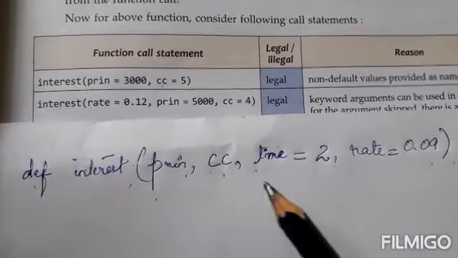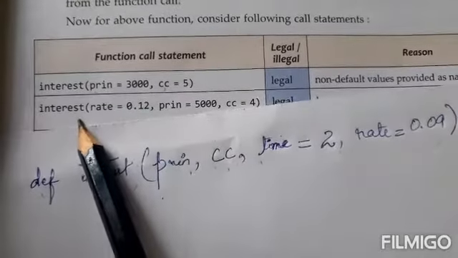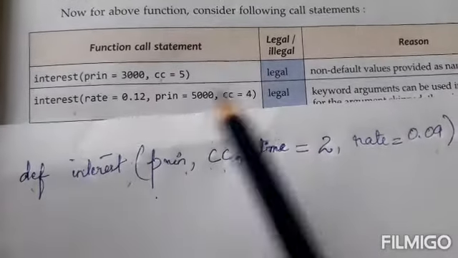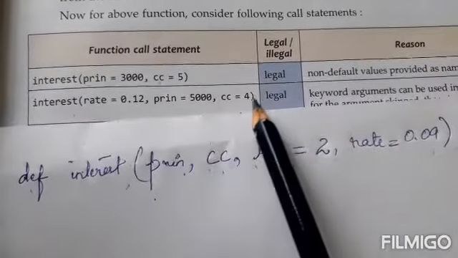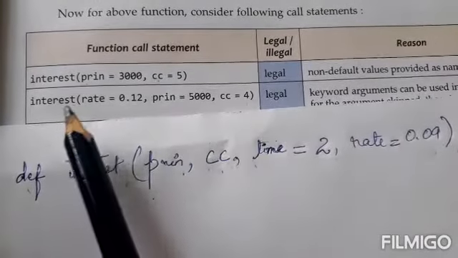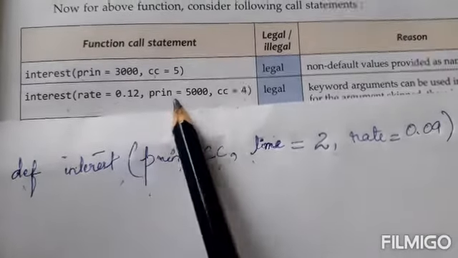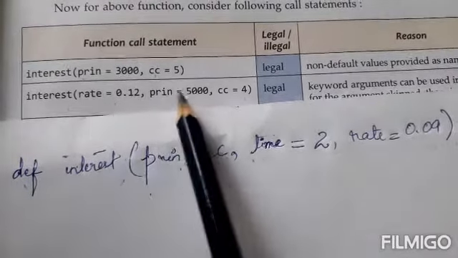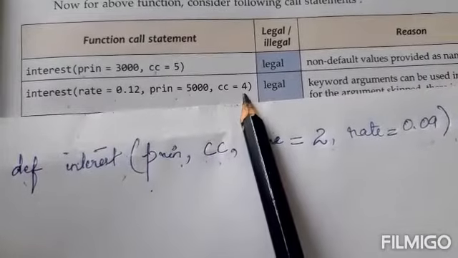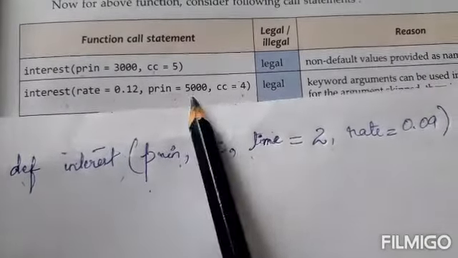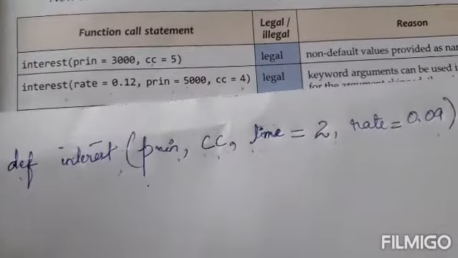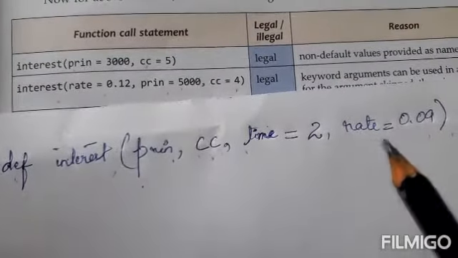The same definition here. Now the second one: I've passed the rate, I have passed the principal, I have passed the CC. In this case, this is not following any particular order, right? Which is still accepted. All of these are treated as your keyword arguments. So it doesn't have to follow any specific order. So rate is there, rate here.